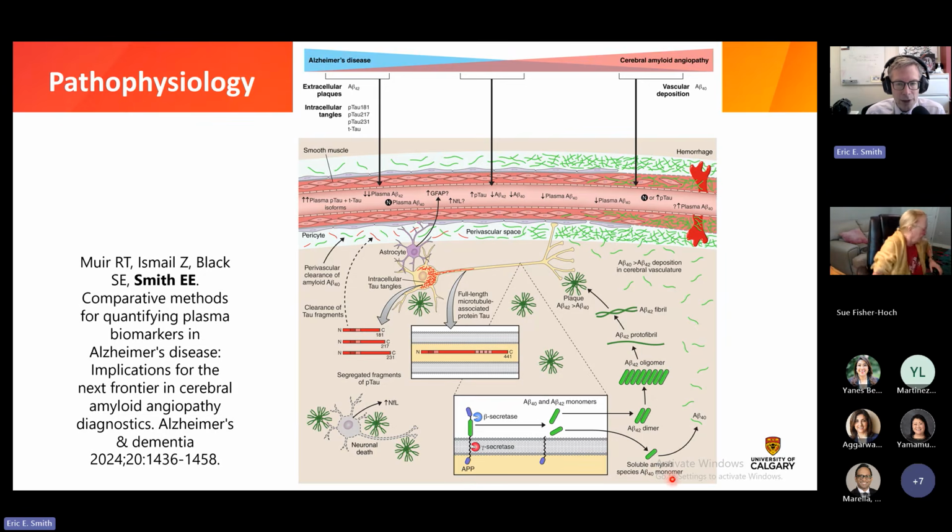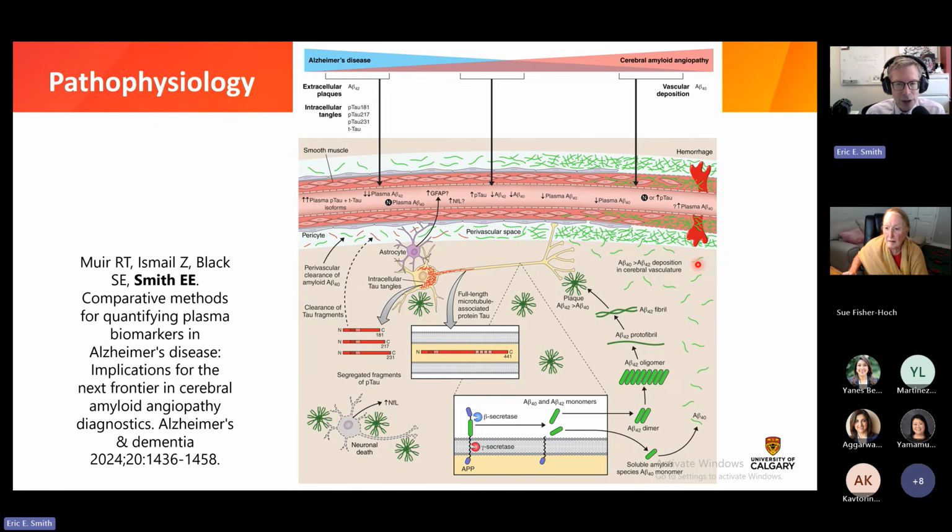The more soluble 40 peptide length fragment tends to be less predominant in the senile plaques, but this fragment can reach the perivascular space and deposit in the walls of blood vessels to form vascular amyloid, which we refer to as cerebral amyloid angiopathy.